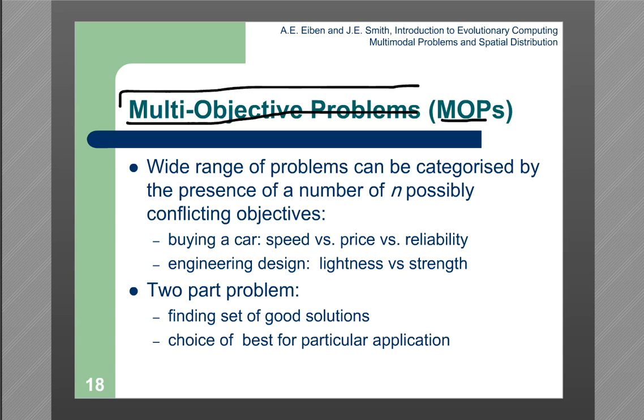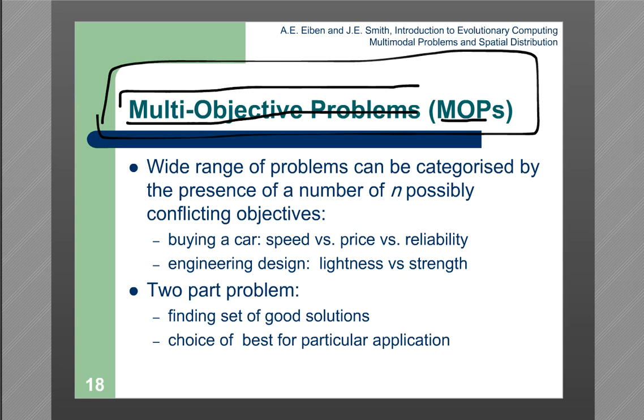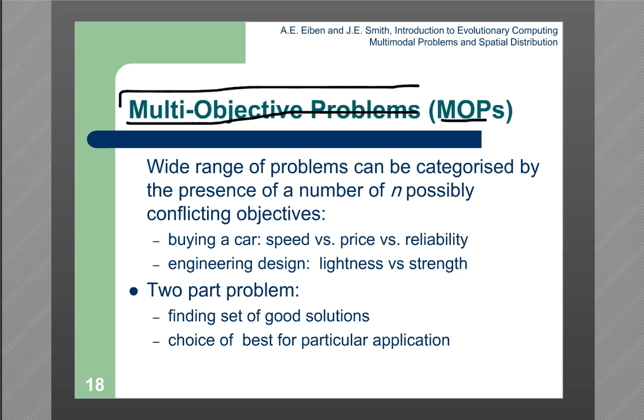Here we want to explain a new type of EA, multi-objective, or MOP. Multi-objective, or multi-fitness, is related to those problems that have more than one fitness.